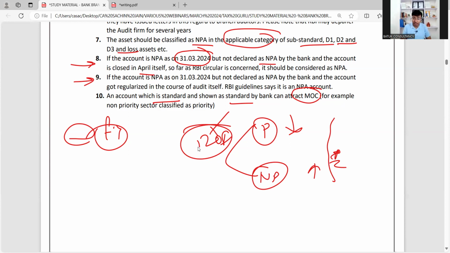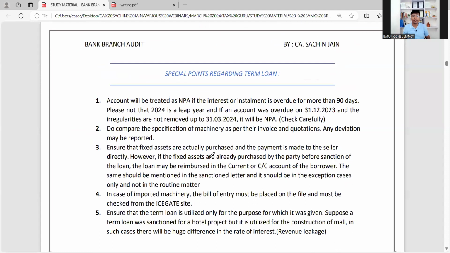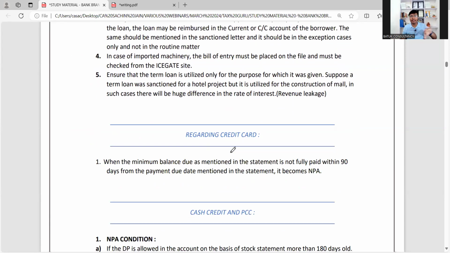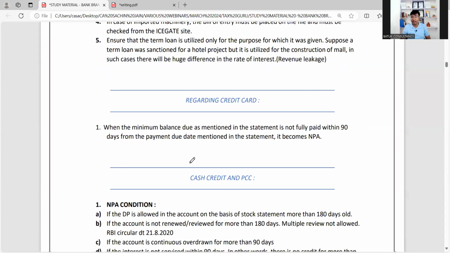So these are the important points from non-performing assets perspective when we'll go for the bank branch audit. Next, स्पेशल पॉइंट रिगार्डिंग टर्म लोन हम लोगों ने ऑलरेडी कल के सेशन में डिस्कस कर लिया था.